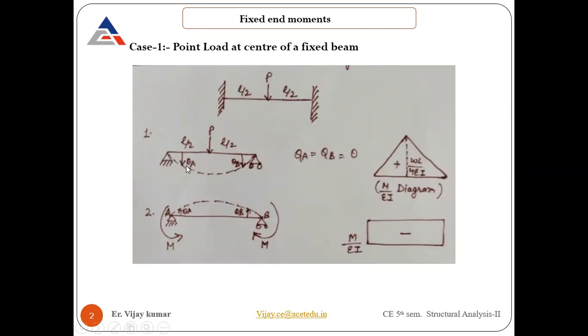Due to this point load it is going to deflect like this, everybody can visualize that. And there is a slope, theta A and theta B, and their values will be equal because the loading is symmetric. So that's why theta A comes out equal to theta B. Loading and geometry are both symmetric, so in that case we get theta A equal to theta B.